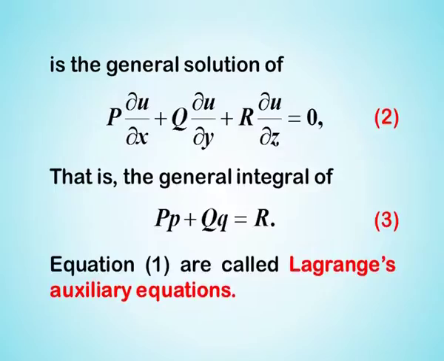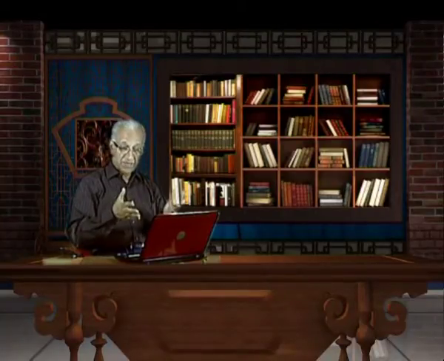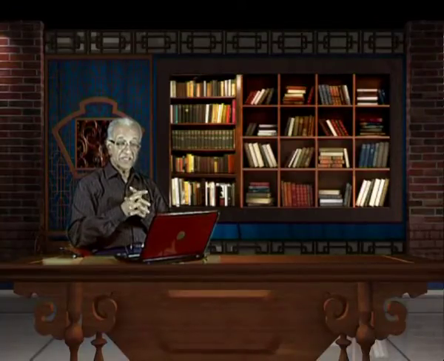Equation 1 is called Lagrange's auxiliary equation. This name is very, very important, prominent, and we must understand that. I am talking about equation 1 where we have studied dx upon P equal to dy upon Q equal to dz upon R. I am referring to that equation. This equation 1 is called Lagrange's auxiliary equations. The plural is used because you can pair any two out of the 3.